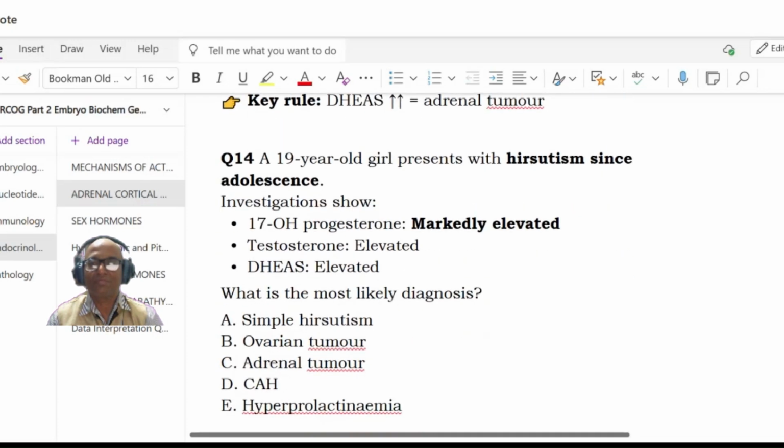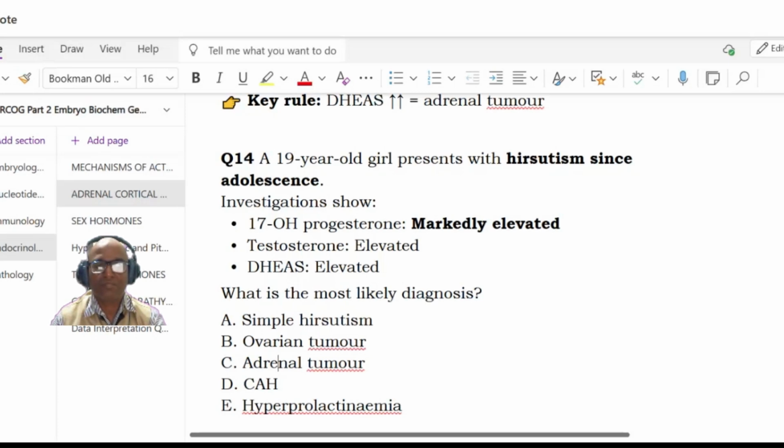Next. A 19-year-old girl presents with hirsutism since adolescence. Investigations show 17-hydroxyprogesterone markedly elevated, testosterone elevated, and DHEAS elevated. What is the most likely diagnosis? Simple hirsutism, ovarian tumor, adrenal tumor, congenital adrenal hyperplasia, hyperprolactinemia. All of them are increased.